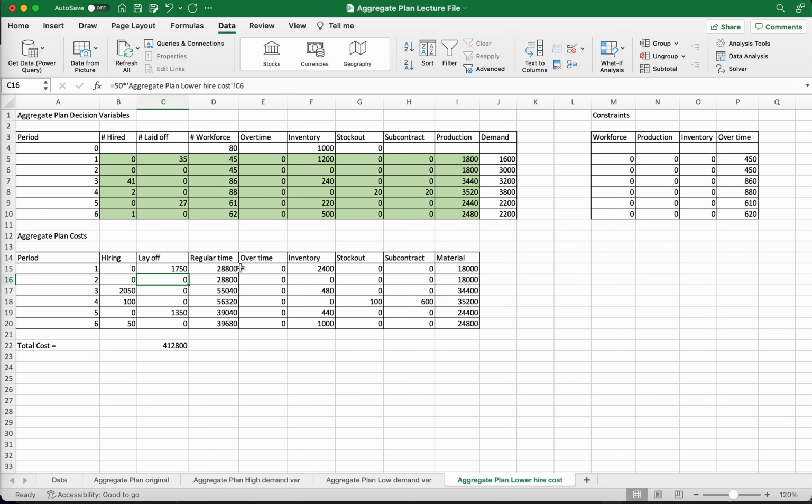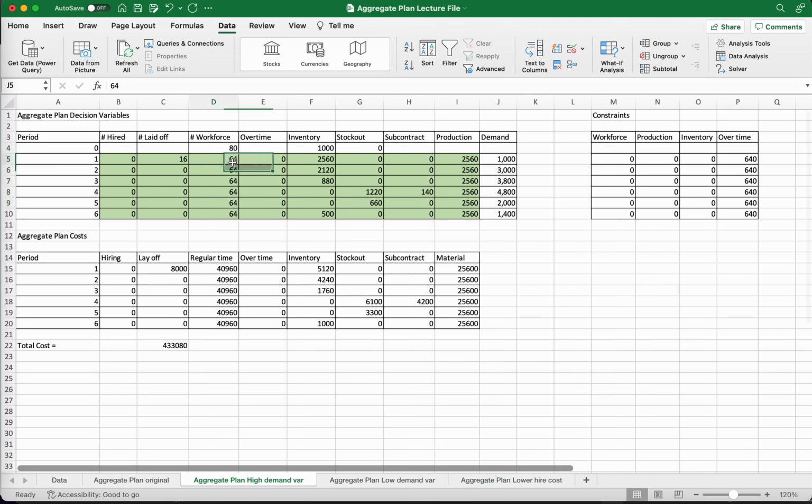So that's the idea there. All of these things play a huge role. But if hiring and laying off costs are decently higher, you will tend to have a constant workforce. That's something you should keep in mind.